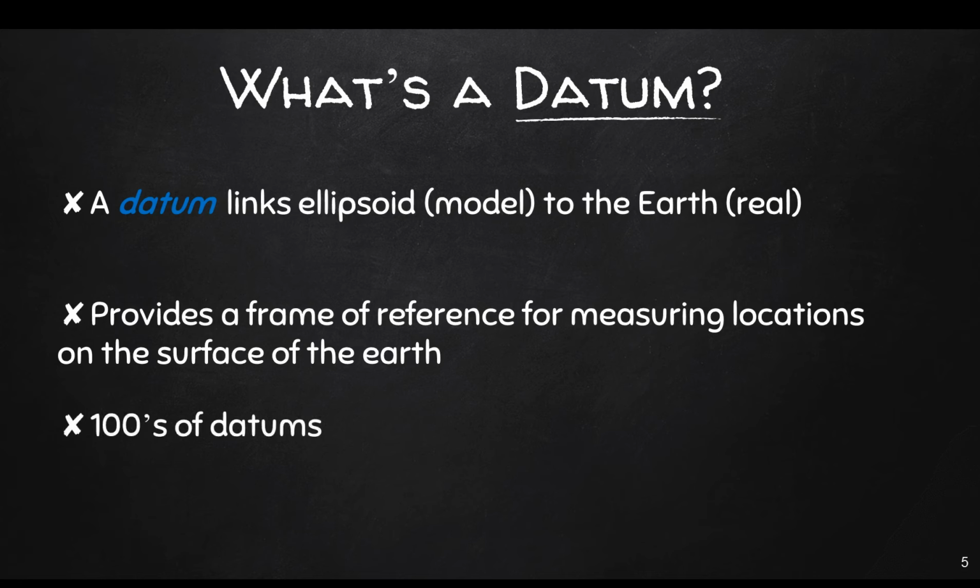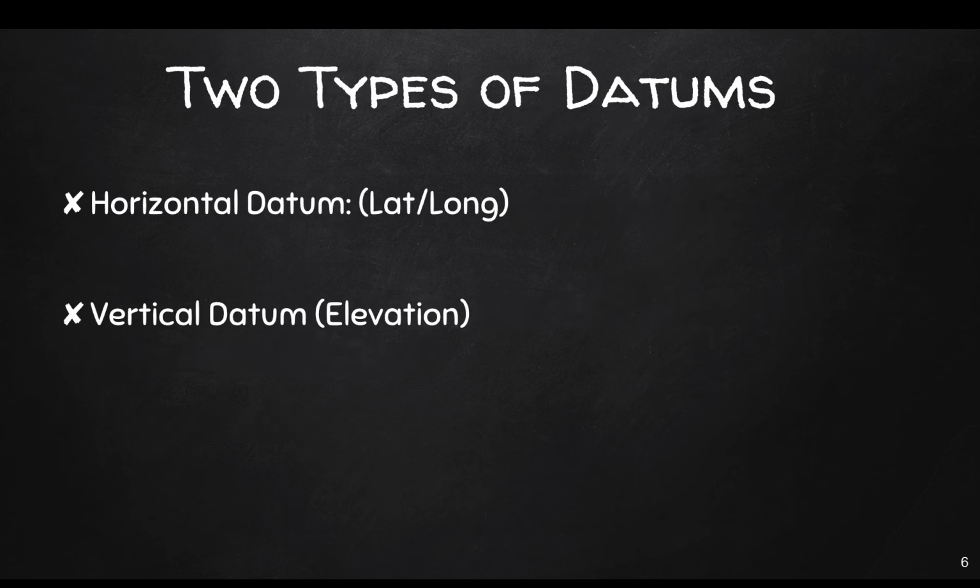There are a large number of datums in use, hundreds of them. Many of them are optimized for use in one particular part of the world or another. One datum is not necessarily going to fit all parts of the Earth best, and that's why there are various different datums for different parts of the Earth. There are two main types of datums. A horizontal datum measures positions of latitude and longitude on the surface of the Earth, while vertical datums are used to measure land elevation and water depths. For this lecture, we'll be focusing on just horizontal datums.